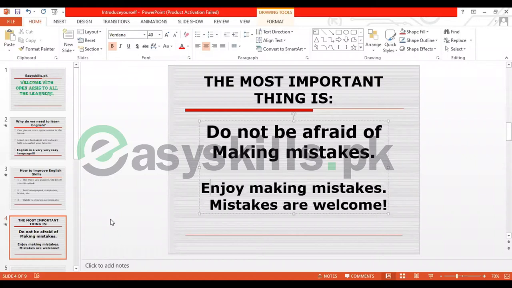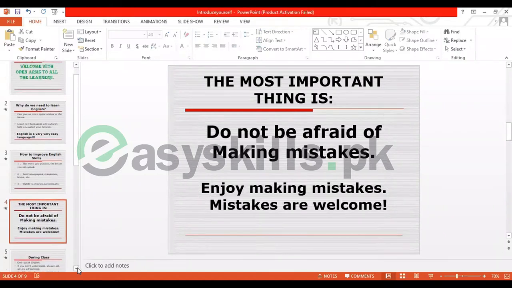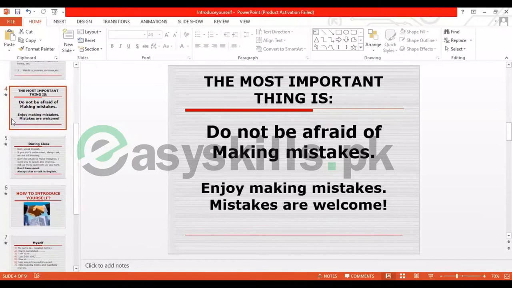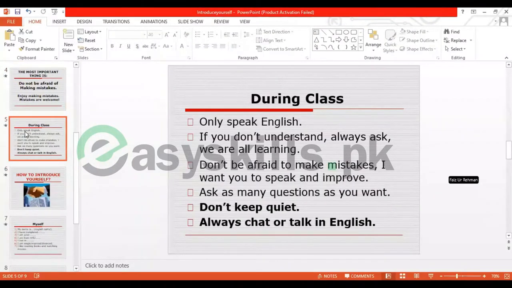All right, let's move to the next slide, and then we are going to talk about our lesson. During class, what are we supposed to do? You are going to speak English. When you are connected with the online session, try to speak English maximum. I would say maximum, because I know that maybe some students are not good at English, but try and do not be afraid of making mistakes. So try to speak maximum in English.